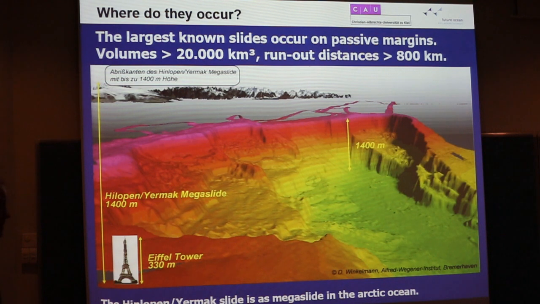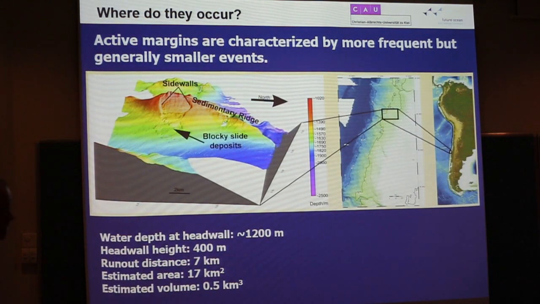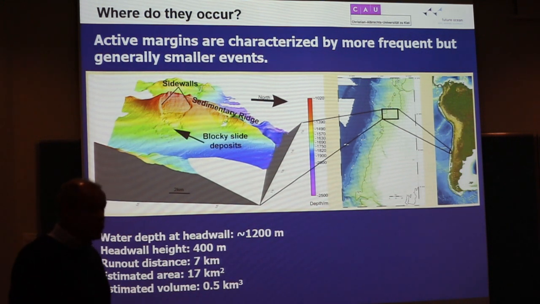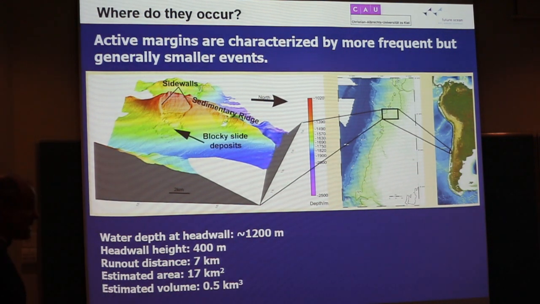If you go to active margins, landslides may look like that. That's an example from off Chile, with a sedimentary ridge here, and on this ridge you also have clear indications for a landslide: missing mass, positive mass. The previous landslide has a volume of 10,000 cubic kilometers. This landslide only has a volume of half a cubic kilometer, which is still large in comparison to most terrestrial landslides. And as mentioned before, generally speaking, active margins are characterized by more frequent but generally smaller landslides, which does not mean that no large landslides occur at active margins. We also have some examples of very large landslides at active margins.